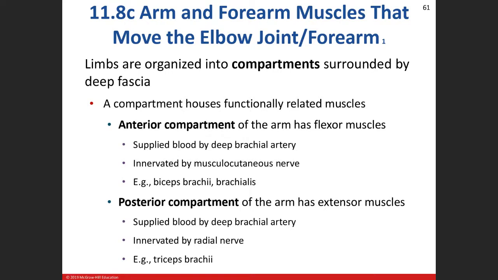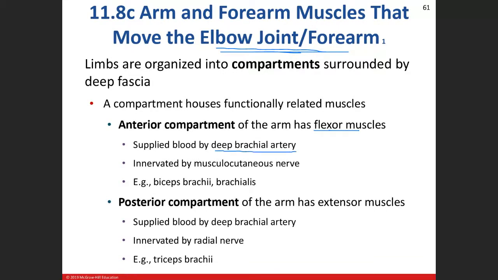Okay. So let's talk about the elbow joint here in the forearm. We're talking about the upper portion of the upper extremity, the brachium. We like to break it down into compartments, so it's easy to remember. The front compartment, the anterior compartment, contains the flexor muscles. These muscles cause you to bend your elbow. They are supplied by the deep brachial artery.